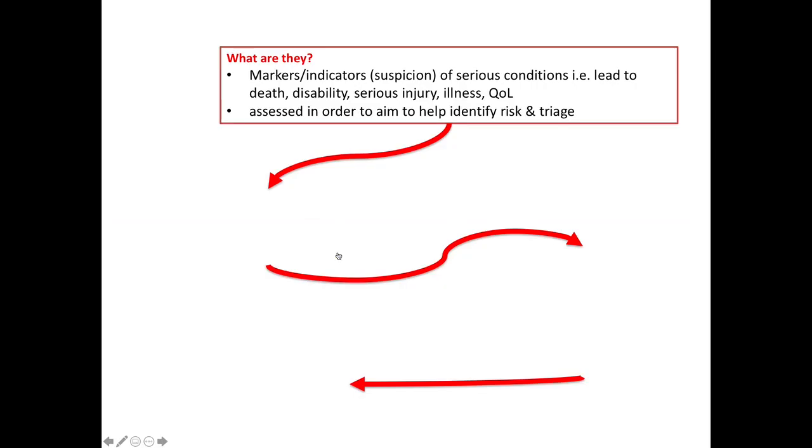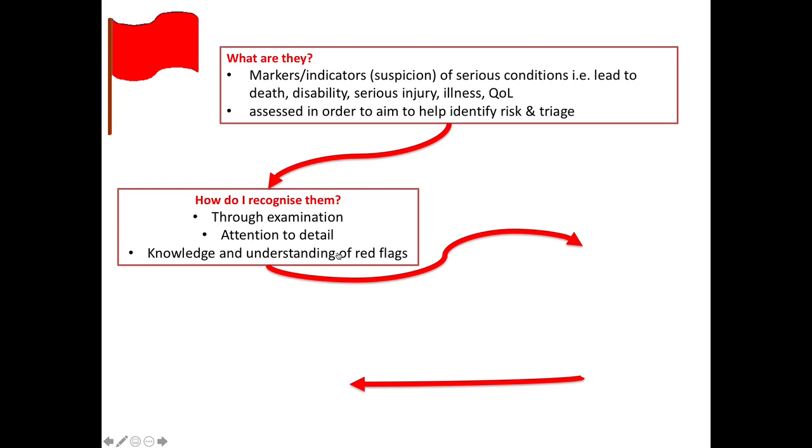So what are they? As we've just said, identifying risk can help us triage. Triage means organising what should happen next with this particular patient. So how do we recognise red flags? Well, obviously we've got to examine the patient. We have to talk to them in our subjective, and then we have to do our objective assessment. Most of these, if not all of them, these red flags will come up in the subjective as long as you are attentive to detail, so you ask the right questions, listen to the answers, and you have a knowledge and understanding of all the different red flags.